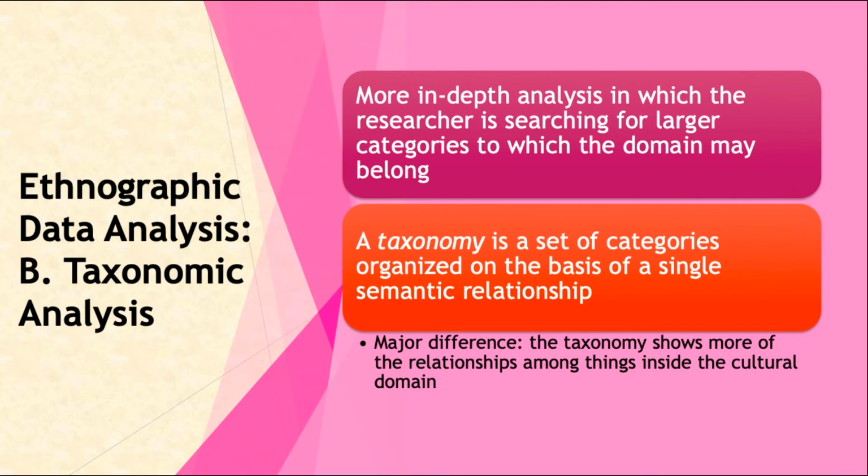So a taxonomy is a set of categories organized on the basis of a single semantic relationship between A and B, and put in a category. So the major difference is that the taxonomy shows more relationship among things inside the cultural domain. So in domain, you put A, B, C, D. Now you put this on one umbrella and see what is the relationship between A and B, B and C, C and D, D and A.